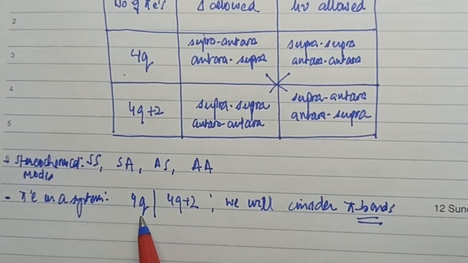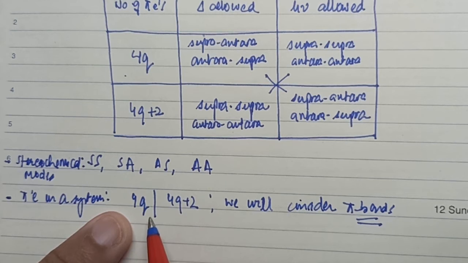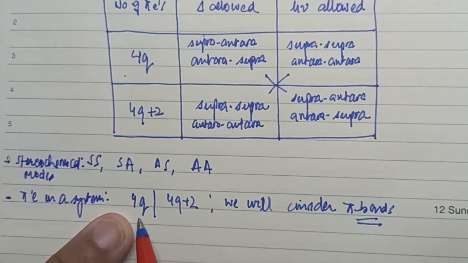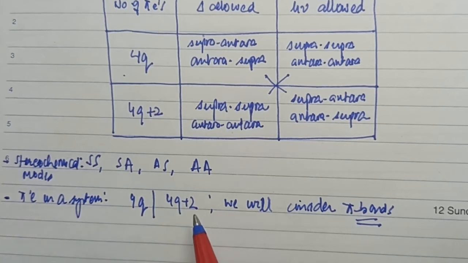So if it is a 4q system, it will have 4 electrons, that means 2 pi bonds. Then if it is an 8 pi electron system belonging to the 4q category, it will have 4 pi bonds. That means 4q systems will always have an even number of pi bonds. Whereas for the 4q plus 2 system, the simplest is 6 pi electrons divided by 2 to convert it into the number of pi bonds. This has 3 pi bonds. 10 would have 5 pi bonds. 14 would have 7 pi bonds.